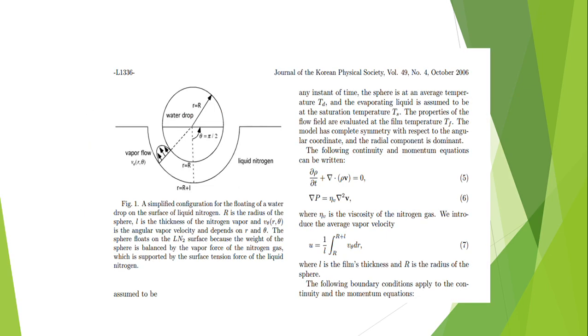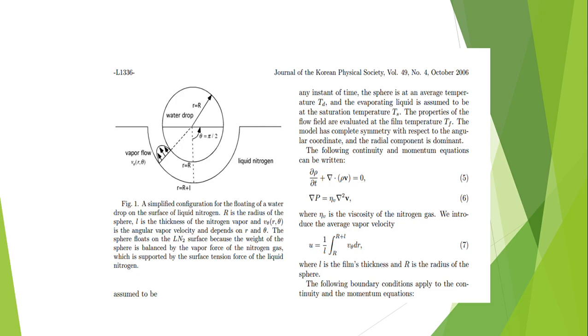At any instant of time, the sphere is at temperature Td and the evaporated liquid is assumed to be at saturation temperature Ts. The properties of the fluid are evaluated at the film temperature Tf. The model has complete symmetry with respect to the angular coordinate and the radial component is dominant. The following continuity and momentum equations can be written: ∂ρ/∂t + ∇·(ρV) = 0, that is equation 5, and ∇P = ηV ∇²V, that is equation 6, where ηV is the viscosity of the nitrogen gas.